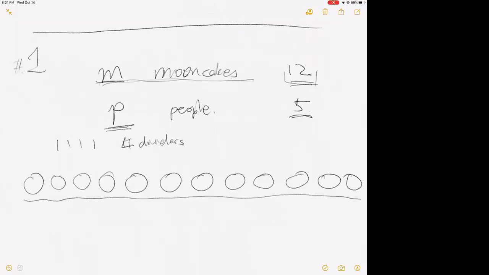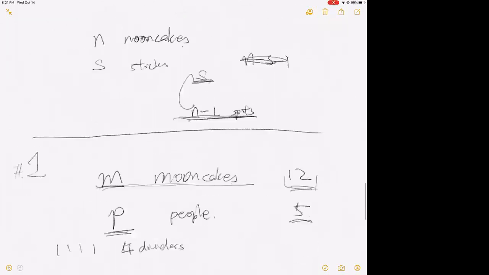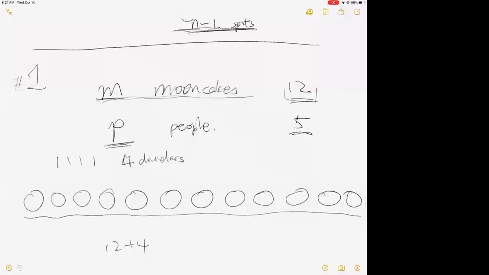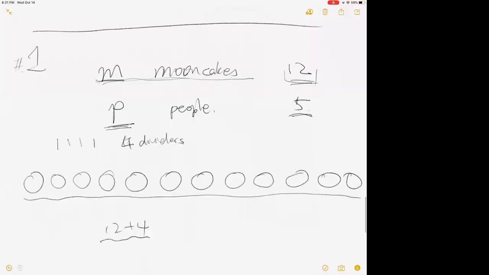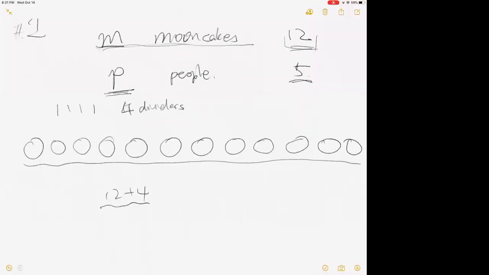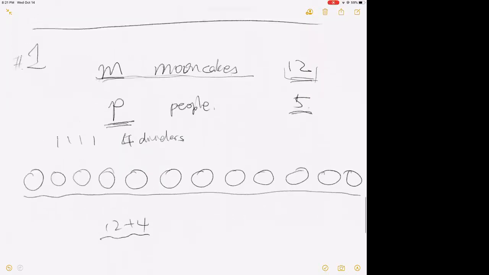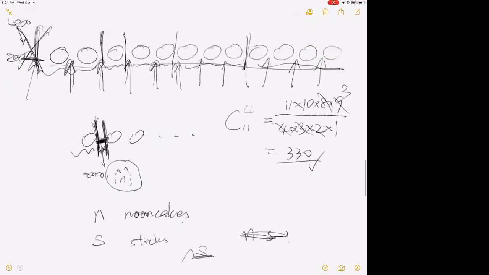Why is that? Why now do you have 12 plus 4? The first time, we only had 11, right? We had 12 minus 1, and now we have 12 plus 4. Why do you have 12 plus 4? We have 12 plus 4 because you have 12 mooncakes, and then you have to put in 4 dividers to see how much everybody gets. But the first time, I needed to put in 4 dividers too. Then why is it 11 choose 4?